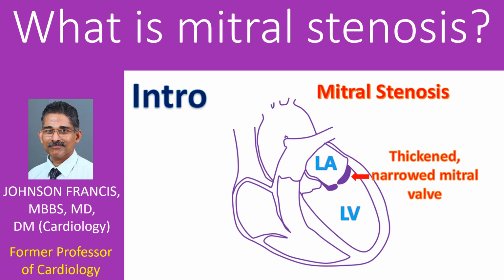Mitral stenosis is narrowing of the valve between the left atrium and left ventricle. Left atrium is the left upper chamber which receives oxygenated blood from the lungs. Left ventricle is the lower muscular chamber of the heart which pumps oxygenated blood to the whole body.